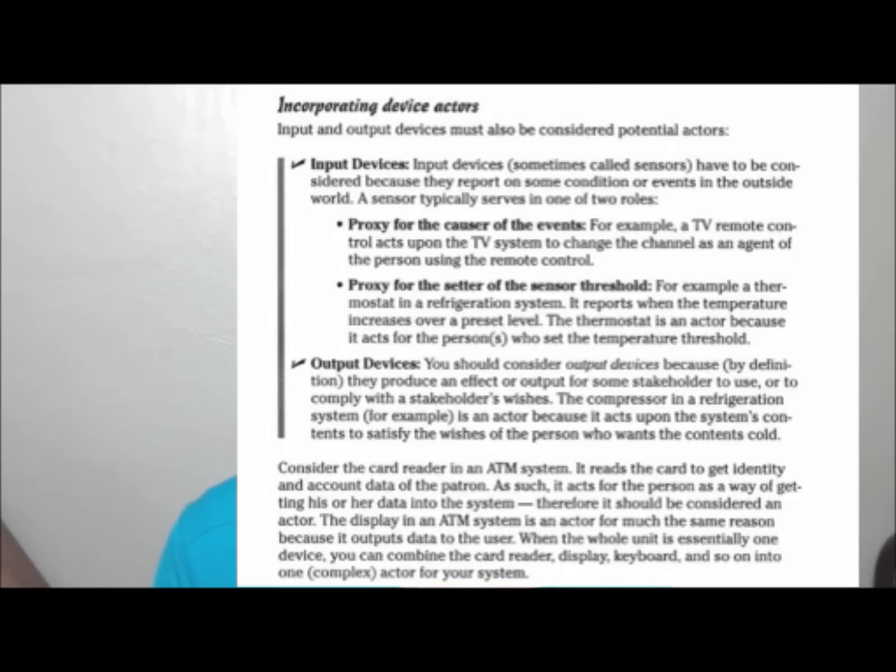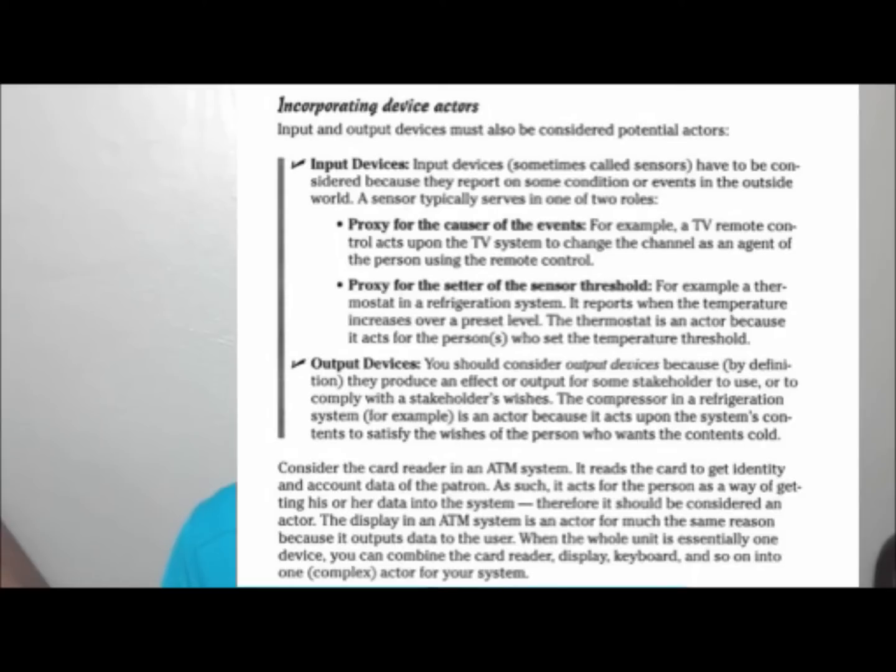As it says here, a TV remote is a good example of an input device. And then there's also output devices. Output devices, almost by definition, are going to change the way an actor interacts with the system. I think there's a good example at the bottom of this slide. Consider the card reader in an ATM system. It reads the card to get identity and account data of the person who's trying to get cash out. As such, it acts for the person as a way of getting his or her data into the system. Therefore, it should be considered an actor.